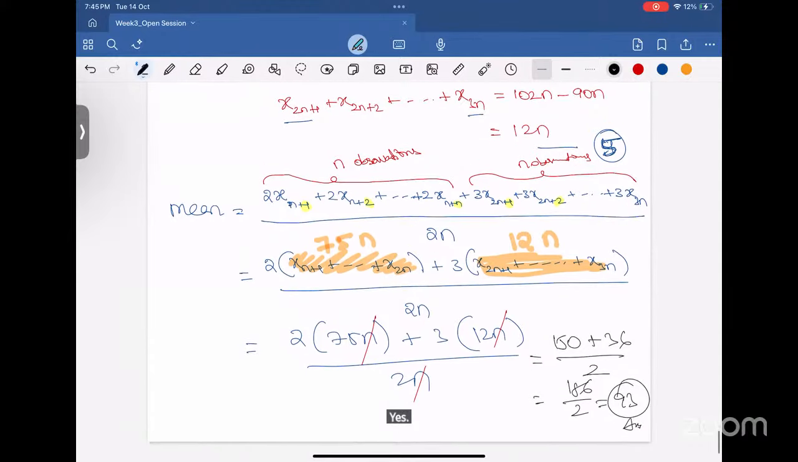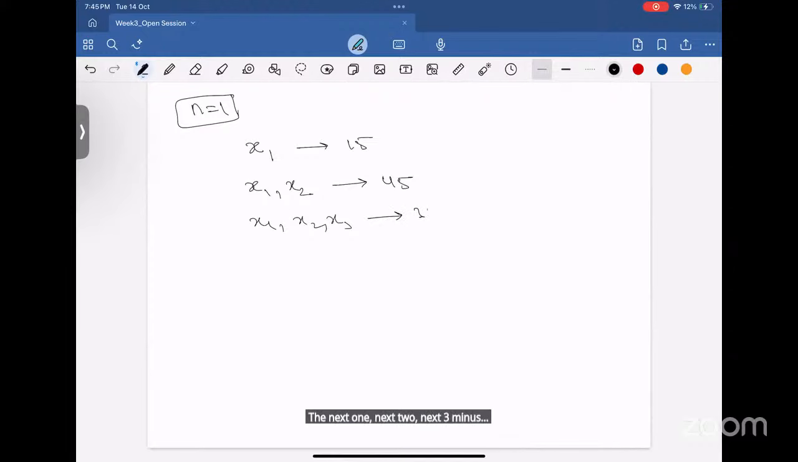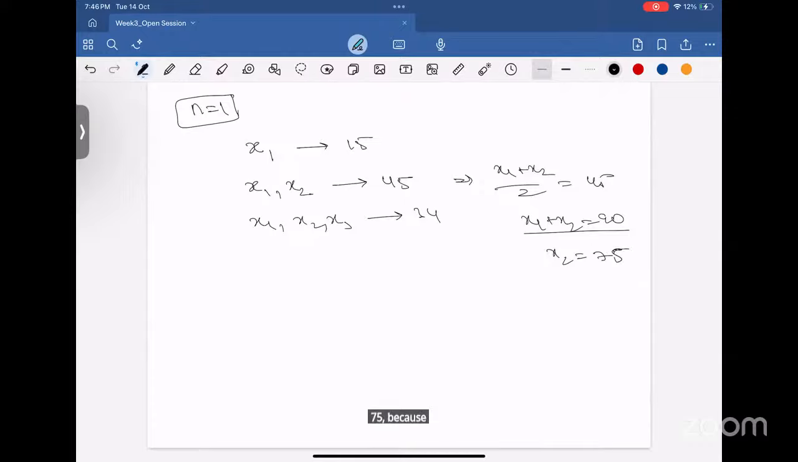Or to be even easier, choose n to be 1. Okay, so if n is 1, then what does it mean? x1, only one observation. x1 is 15. And then the mean of x1, x2 is 45. Then the mean of x1, x2, x3 is 34. Right? So x1 plus x2 by 2 is 45. So from here x1 plus x2 is 90. From here x2 is 75 because x1 is 15.